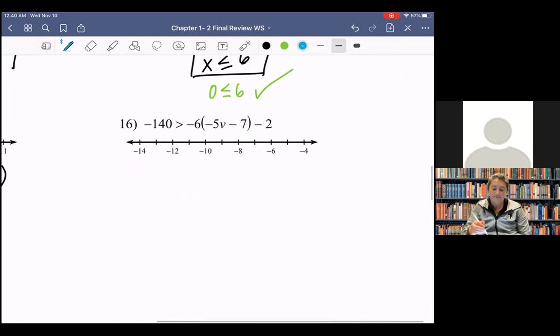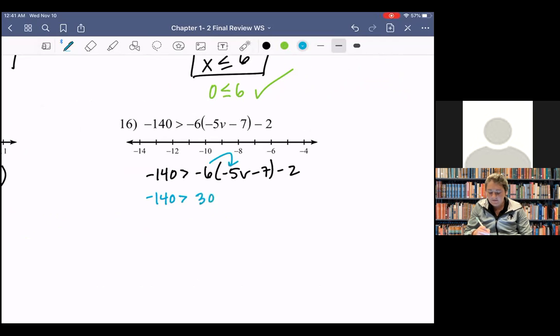Nice. Okay, last one. So I have -140 greater than -6 in parentheses -5v minus 7 minus 2. I need to distribute first. I'm going to go -140 is greater than -6 times -5v will be +30v, and -6 times -7 will be +42, and then I have that -2 hanging out there. So I'm going to combine my like terms of my 42 and my -2. That's going to leave me with -140 greater than 30v plus 40.